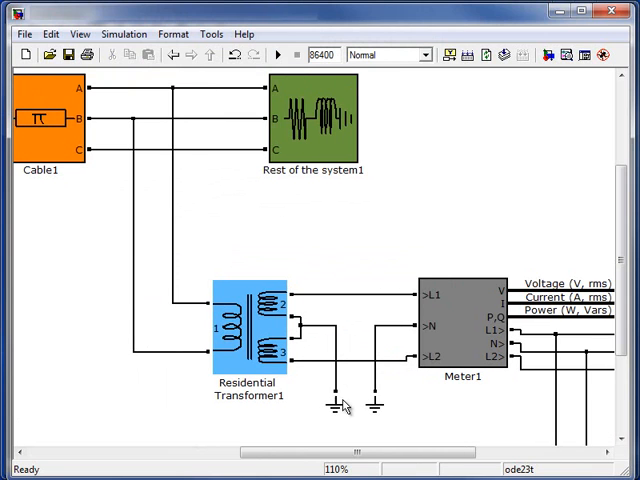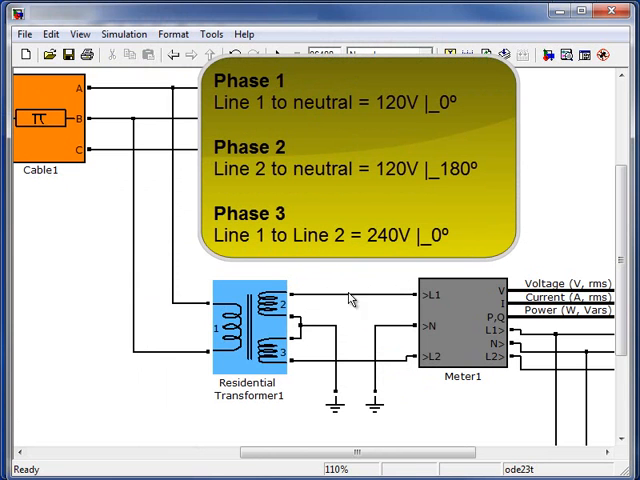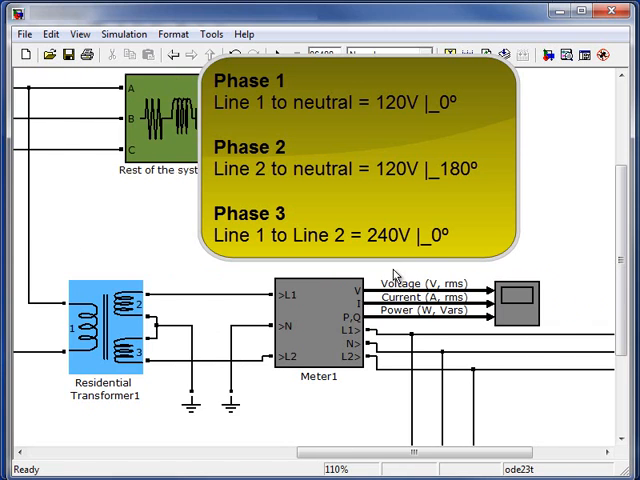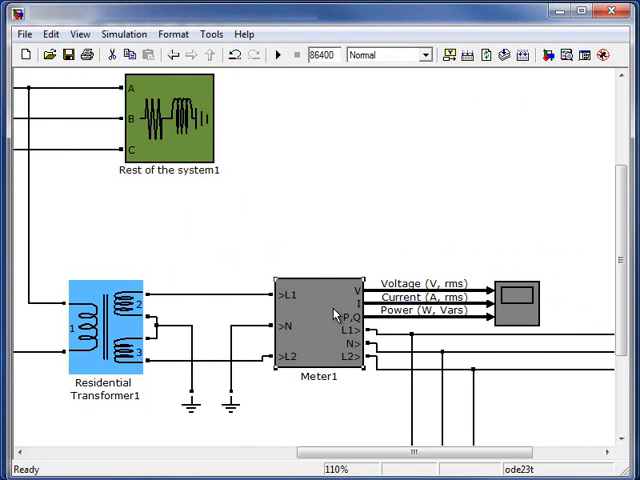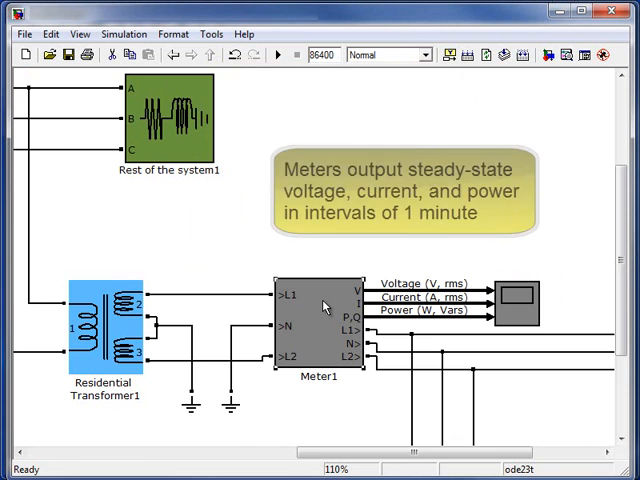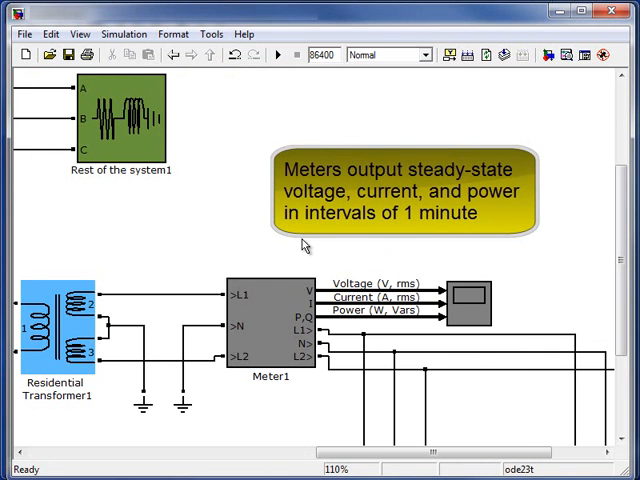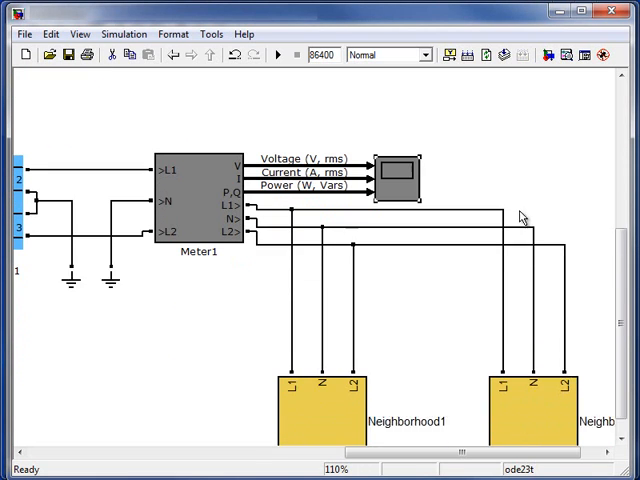The secondary part of the transformer is center tapped. This means that there's a phase that goes from line 1 to neutral or ground, and a second phase that goes from line 2 also to neutral or ground. The third phase is between line 1 and line 2, and this is 240 volts. This is another meter that is purposely placed downstream of the transformer to observe the transformer throughput. The transformer throughput will be displayed on this scope shown here.